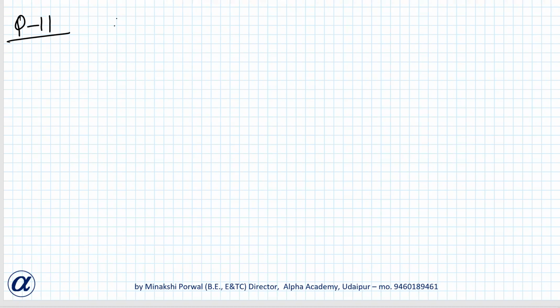Prove that the function f of x equals x square minus x plus 1 is neither strictly increasing nor strictly decreasing on -1 to 1. Try this question and tell me in which disjoint intervals it is divided, and try this, then I'll solve. Okay, ma'am.